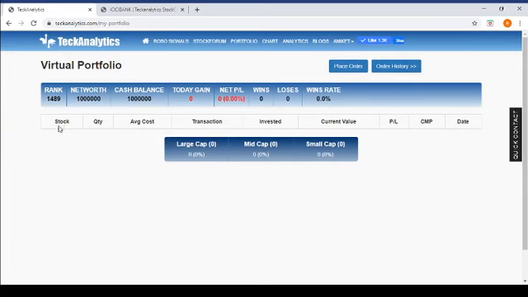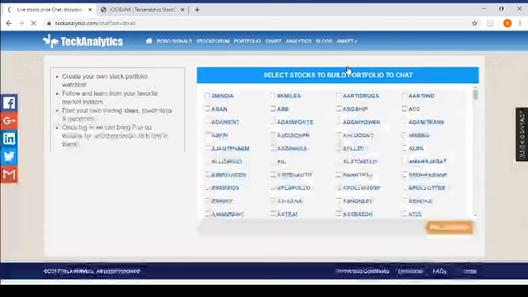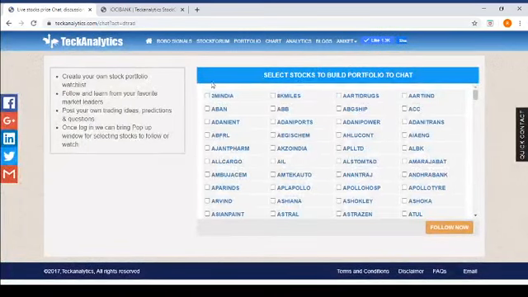So when you start buying or building a portfolio, you will see the stock quantity, the average cost, the transaction, how much you initially invested, the current value, the PL, profit loss, and CMP. We will go through that one by one, and you can always go back and start buying stocks by clicking place order. When you click the first time, it will take you to this table, which is basically the portfolio you are building.